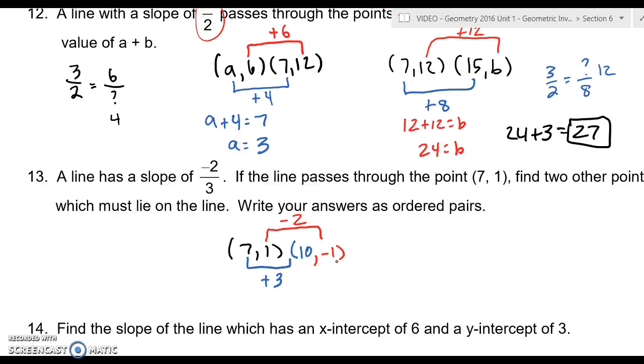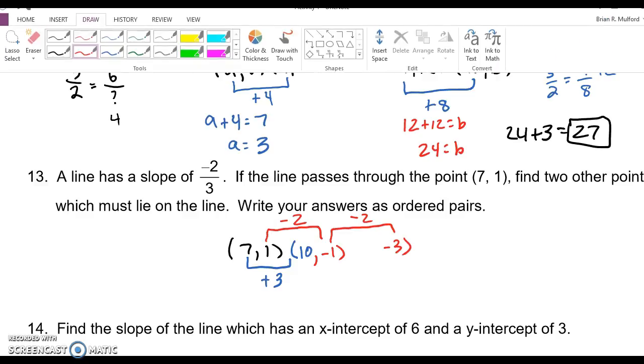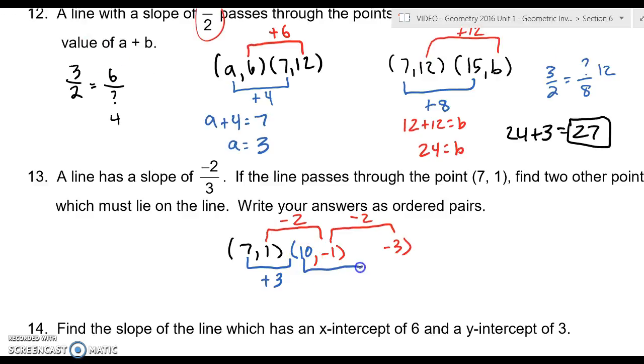I can continue that pattern. So again, do a negative 2 here. So negative 1 minus 2 would be negative 3. And then extend my pattern of plus 3 in the x. 10 plus 3 is 13. So now I have my 2 points, 10, negative 1, and 13, negative 3. And again, that's slope algebraically. In part 2, we're going to look at slope as an average rate of change.